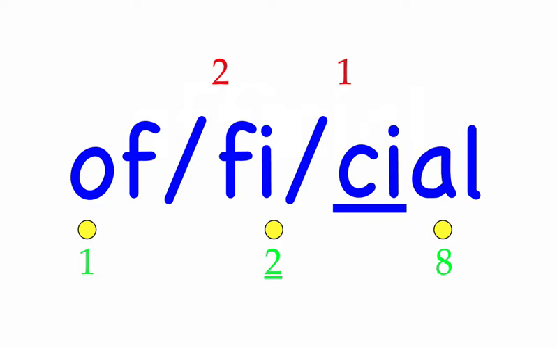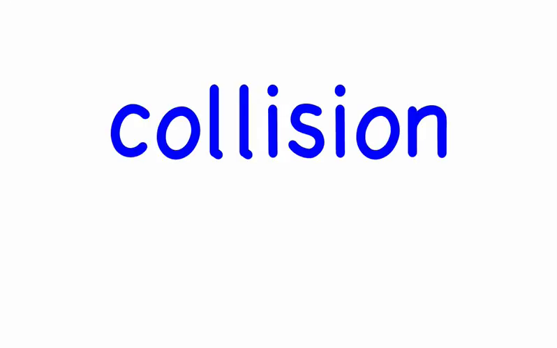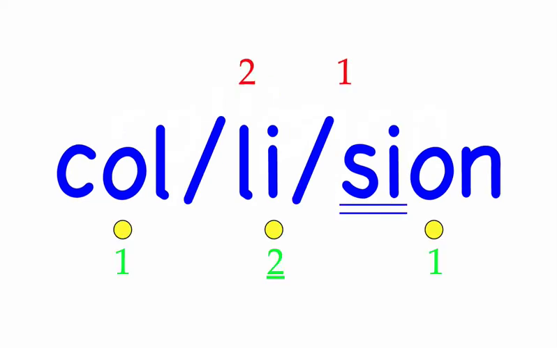Collision. There was a very serious collision on the highway. And we pronounce this word collision. Col has 3 sounds. K, a, l. Li, 2 sounds. L, I. Zhun, 3 sounds. J, a, n. Collision. Mark the word. Collision. SI here is representing its second sound. J.